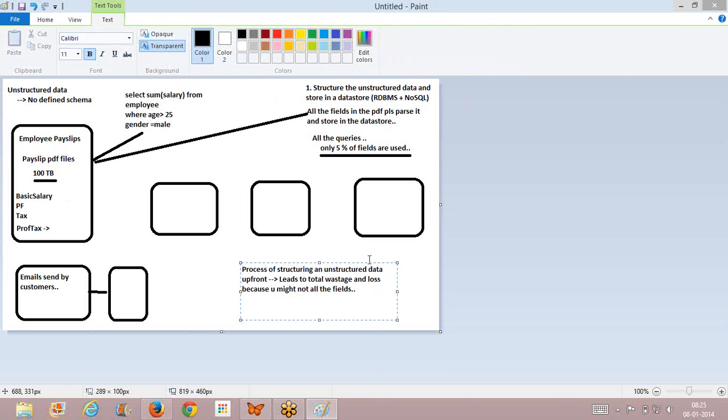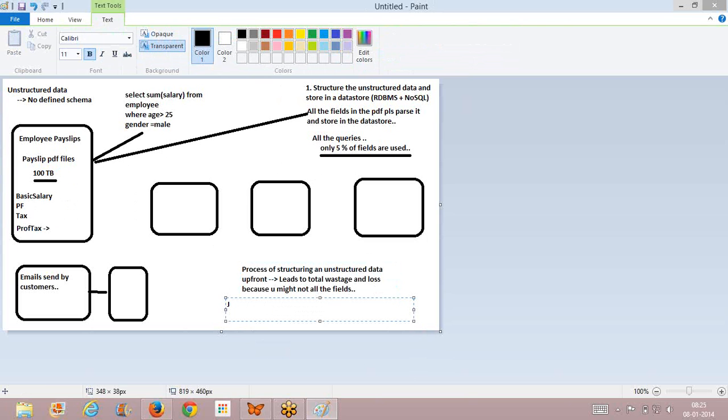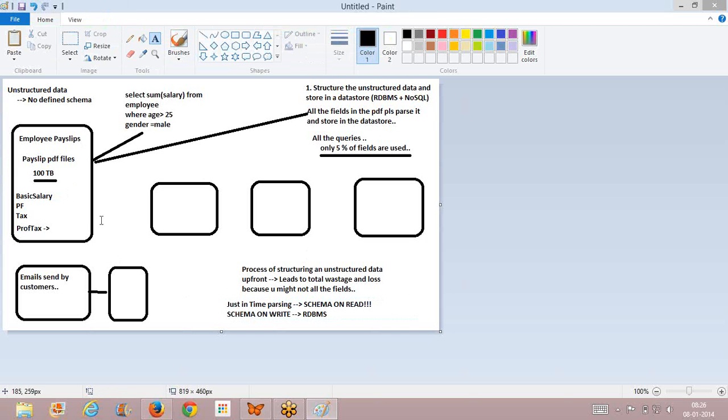So what big data says is we will do what is known as just in time parsing, or more properly known as schema on read, compared to schema on write. So RDBMS is actually schema on write. Because if you have to store any data, let's say this PDF file, you have to store it into an RDBMS. First you will say, okay, let me create a relational schema. Let me parse it and put it together.